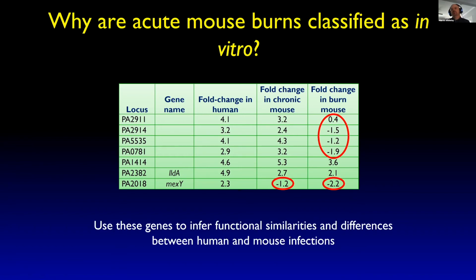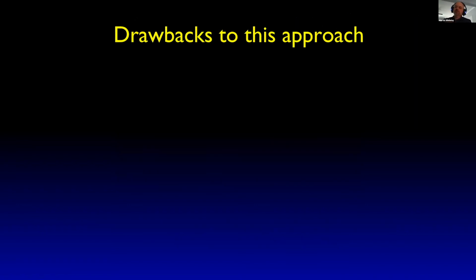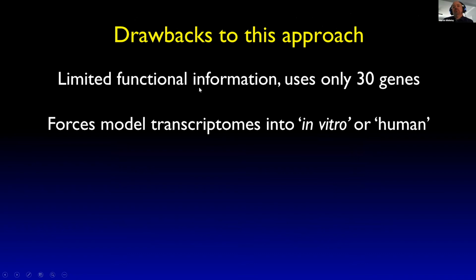And we've done this to actually infer some functions, but there's a problem. The big drawback to this approach is that we're only looking at 30 genes. It's not really that useful, right? Pseudomonas has over 5,500 genes in the lab isolates. The other problem with this approach is it forces a transcriptome to be in vitro or human. So let's say there's a line that separates in vitro from human. You might imagine being just barely on one side of this line, and you're in vitro. Or you happen to be just barely on the other side, and you're classified as human, even though those samples may be very close together. This is a drawback to this initial approach.